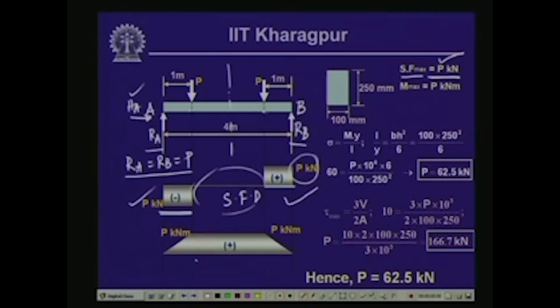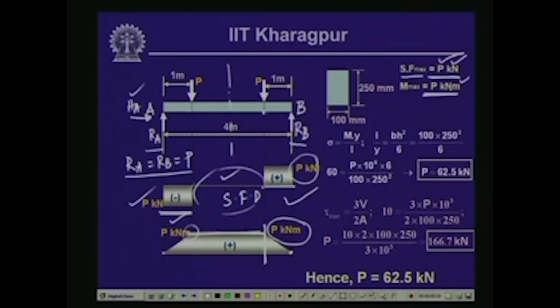Consequently, if you draw the bending moment diagram, you will find that the bending moment at these two supports is 0, and the moment value here is going to be equal to P into 1, which is P kilonewton meter, and over this it is constant. Since the bending moment is constant over this zone, hence the shear is 0 over here. Now, the maximum value of the bending moment that you get is equal to P kilonewton meter, and that is occurring at the load point, and maximum shear force is occurring between the support and the load point. So, this is the maximum shear force and this is the maximum bending moment.